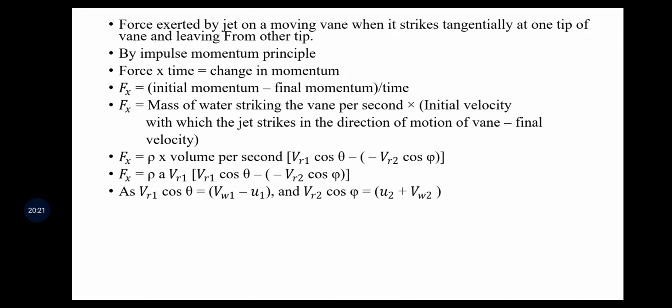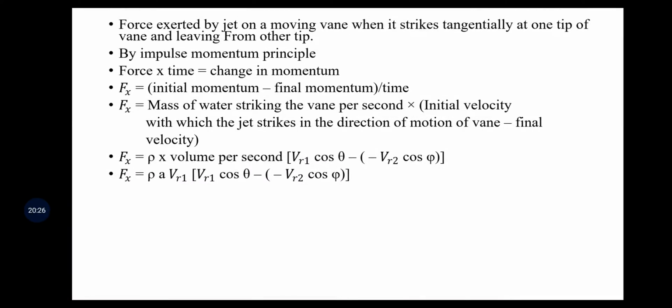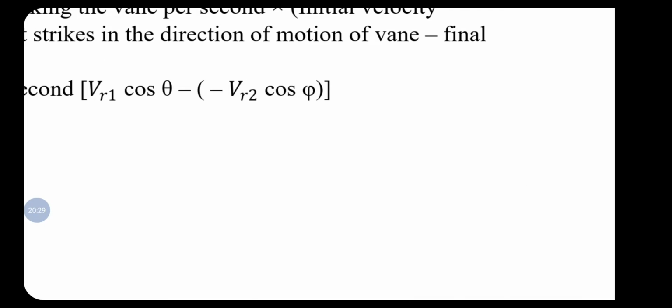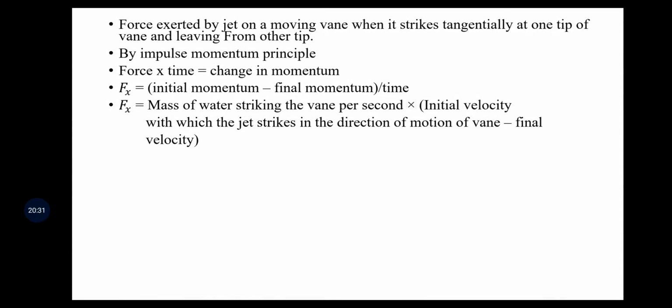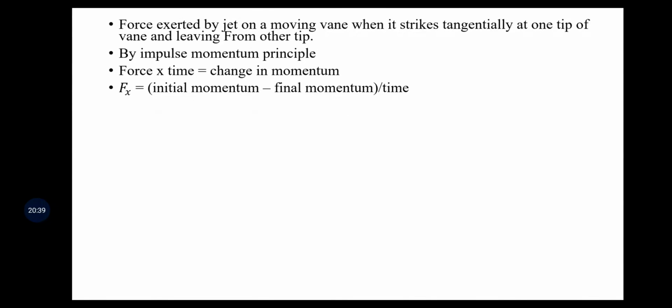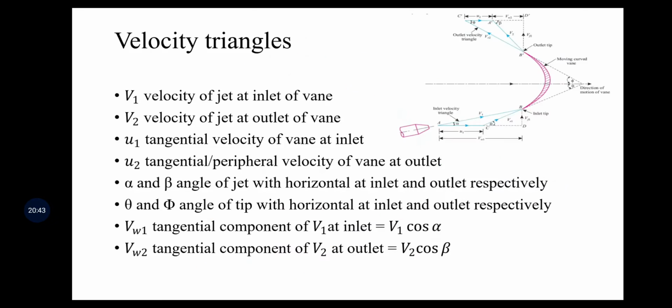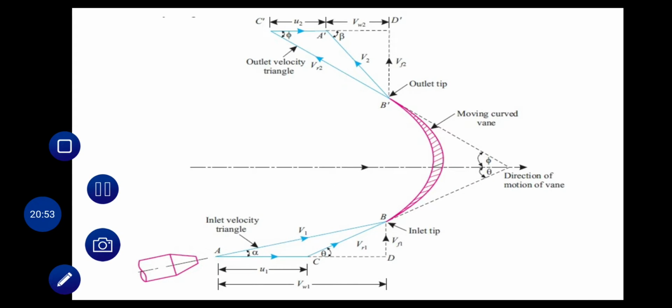As we know, VR1 cos theta is nothing but VW1 minus U1. We will see how it is so. We want the component of VR1 along the x-axis. The component of the relative velocity along the x-axis is nothing but a combination of the magnitudes of the velocities at the inlet and outlet, that is u1 and u2. So here we are finding that.